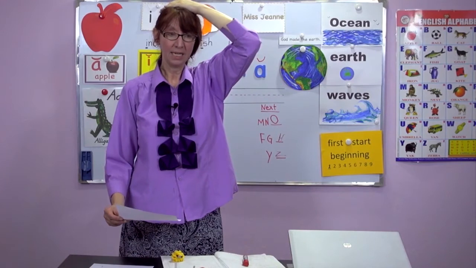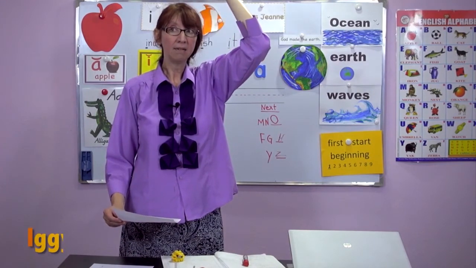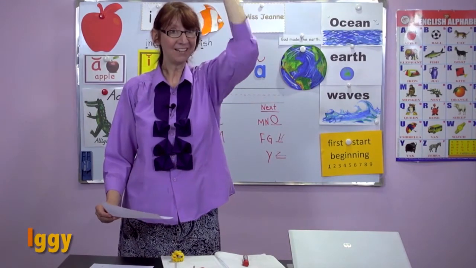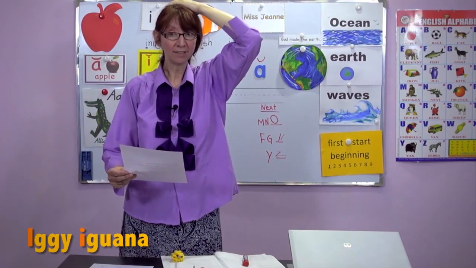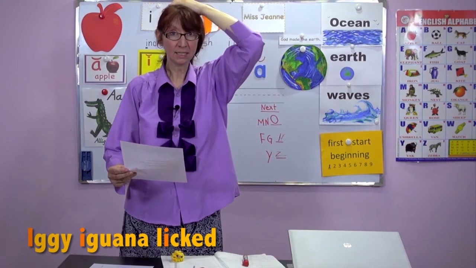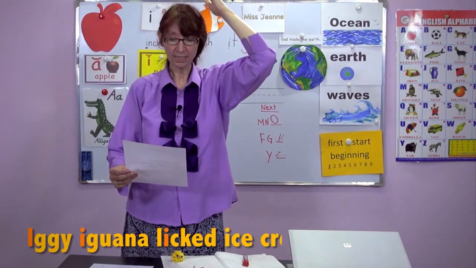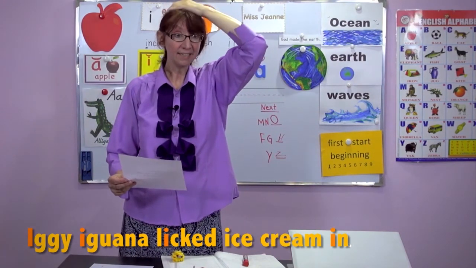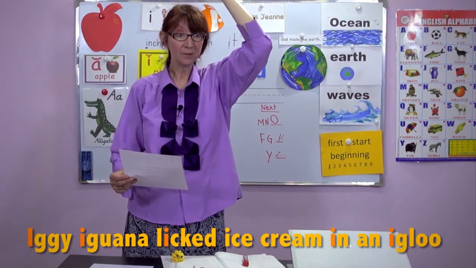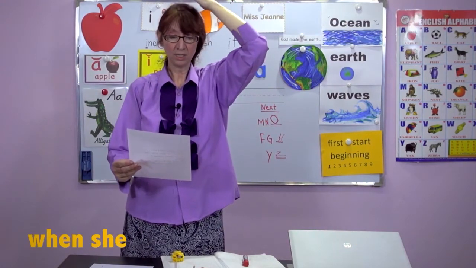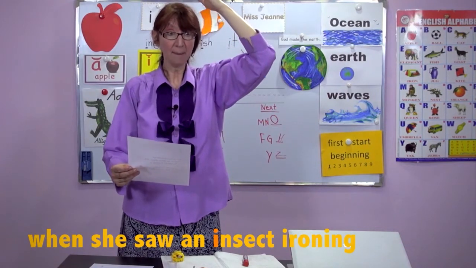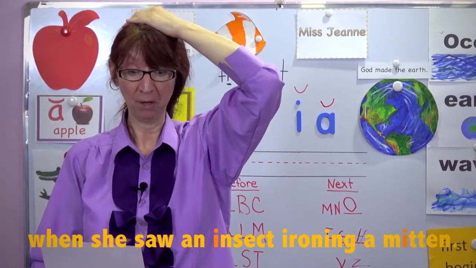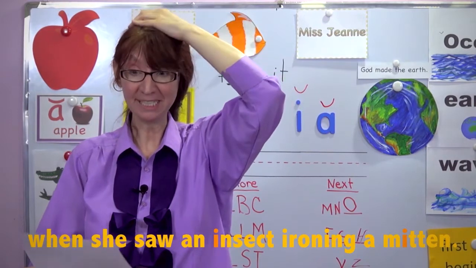Listen carefully. Iggy. Oh, you caught it, Andreas. Good. Iggy. Iguana licked, oh, it's right in the middle, ice cream in an igloo, when she saw an insect ironing a mitten. There was the I. Did you hear the I in mitten?